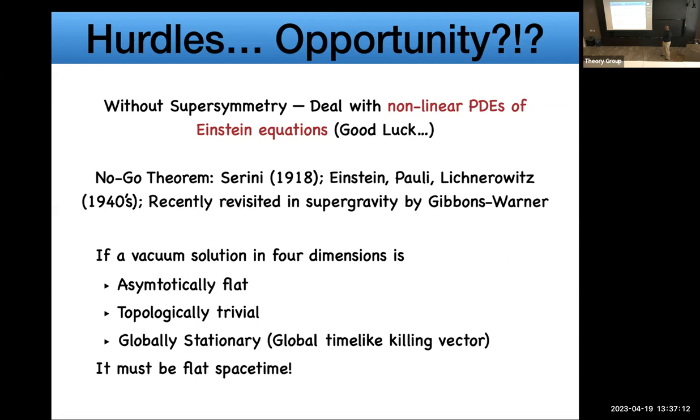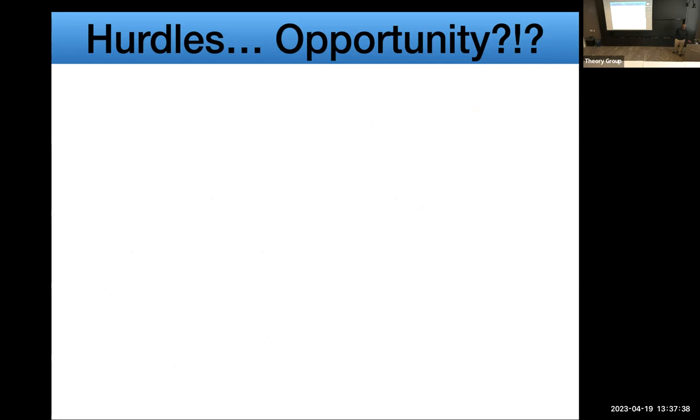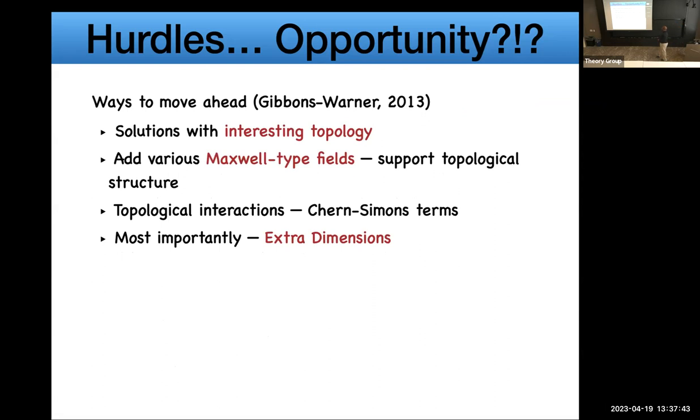If a solution is asymptotically flat, topologically trivial, and globally stationary, meaning no horizons, there's a theorem that tells you that it must be flat. You cannot have localized lumps of gravitational energy, which you might consider something like an equivalent of a glueball for gravity. So you cannot have that in four-dimensional spacetime. So you need to do something different if you want to have any hopes of this. For one, the fact that we can make them in string theory and supergravity already implies there should be ways to go around these no-go theorems.